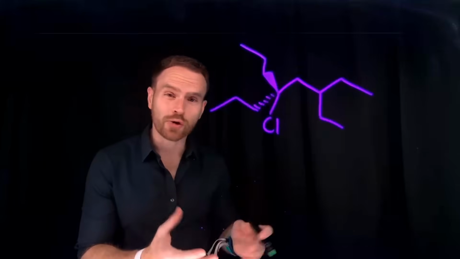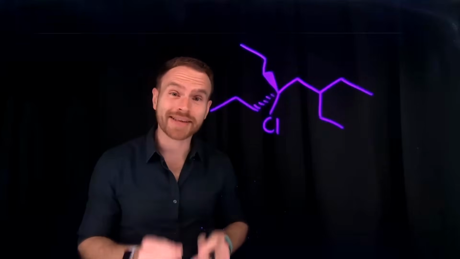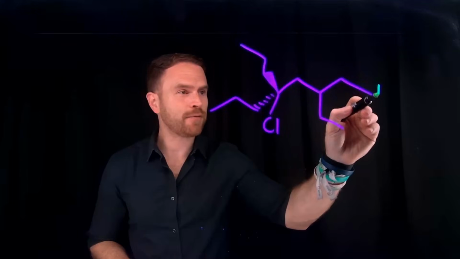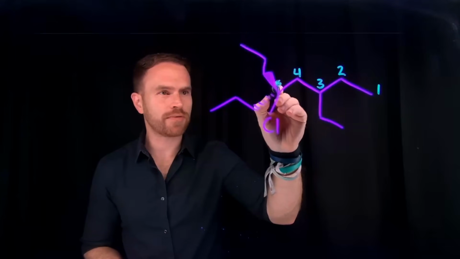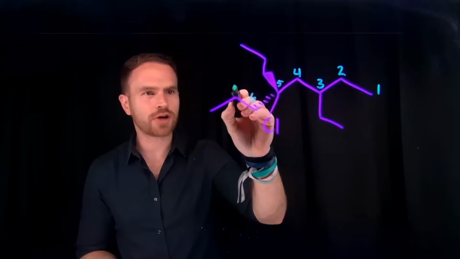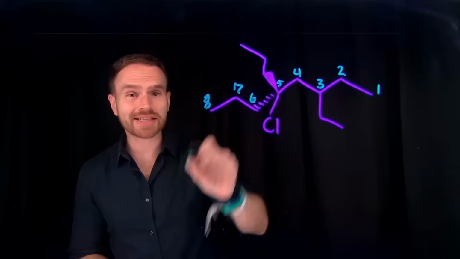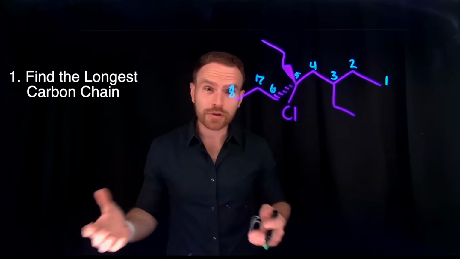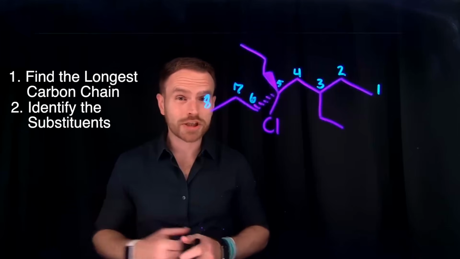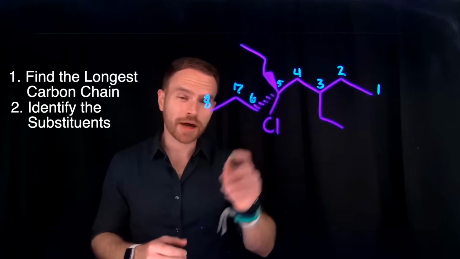In this molecule, we should first begin by identifying the longest carbon chain. And if we start on the right-hand side, we can begin counting the total number of carbons and see that the longest carbon chain is going to be 8 total carbons. So when we break down the solution, the first step is always count the longest carbon chain. Second, we should identify the substituents coming off of this carbon chain.